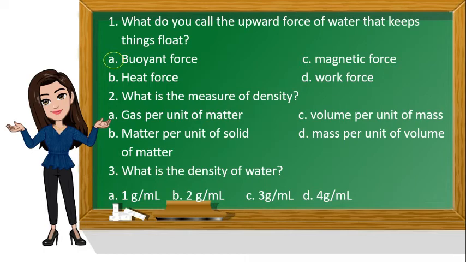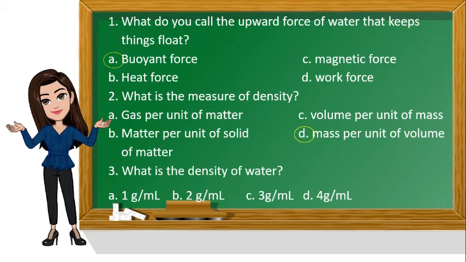That's awesome! Number 2. What is the measure of density? Letter A. Gas per unit of matter. Letter B. Matter per unit of solid. Letter C. Volume per unit of mass. And letter D. Mass per unit of volume of matter. What's your answer? The correct answer is letter D.